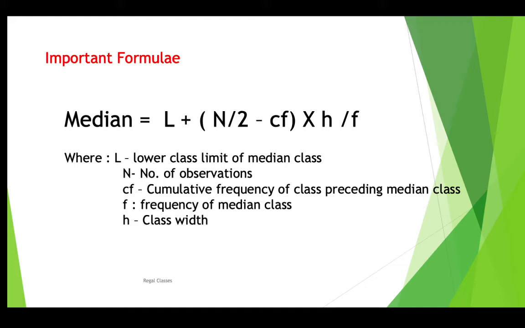Median, the formula is L plus (n by 2 minus cumulative frequency CF) into class width H divided by F. L is the lower class limit of the median class. N is the total number of observations. CF is the cumulative frequency of the class preceding the median class. F is the frequency of the median class. And H is the class width.